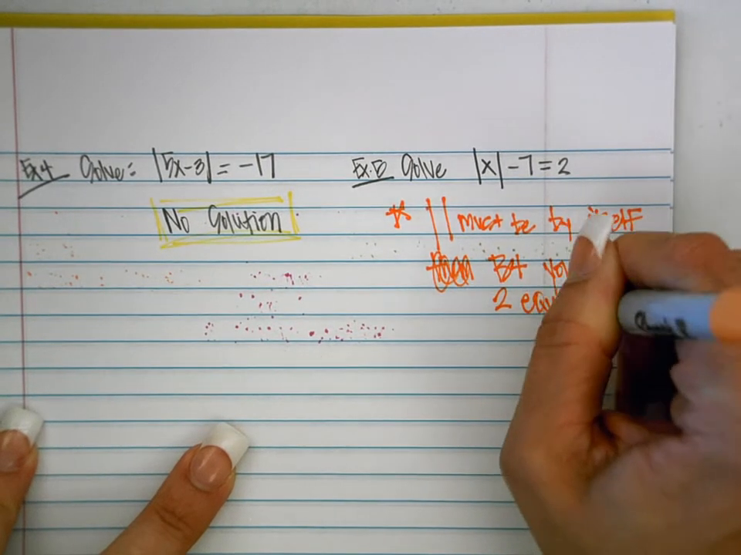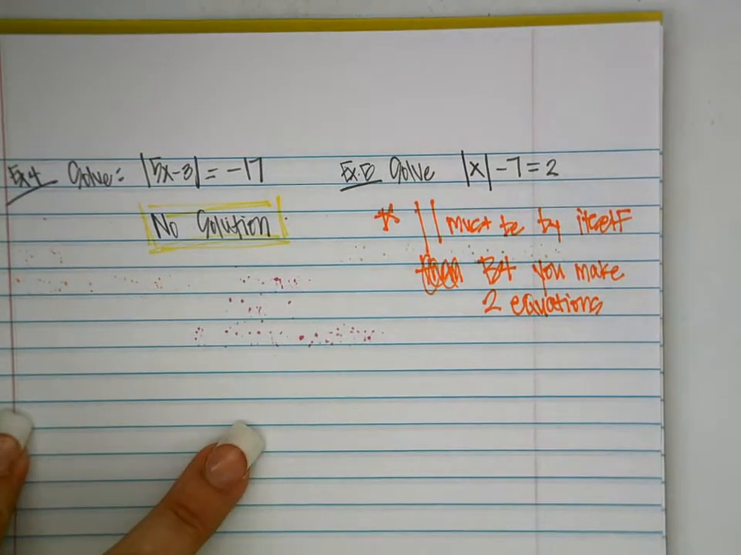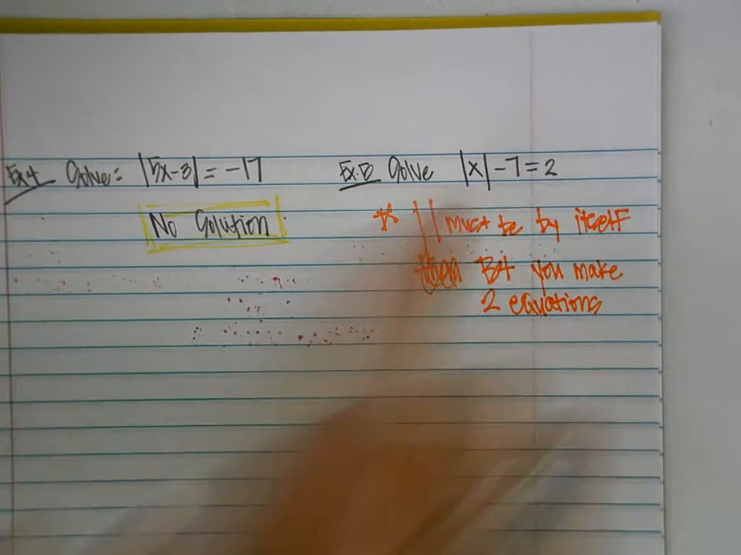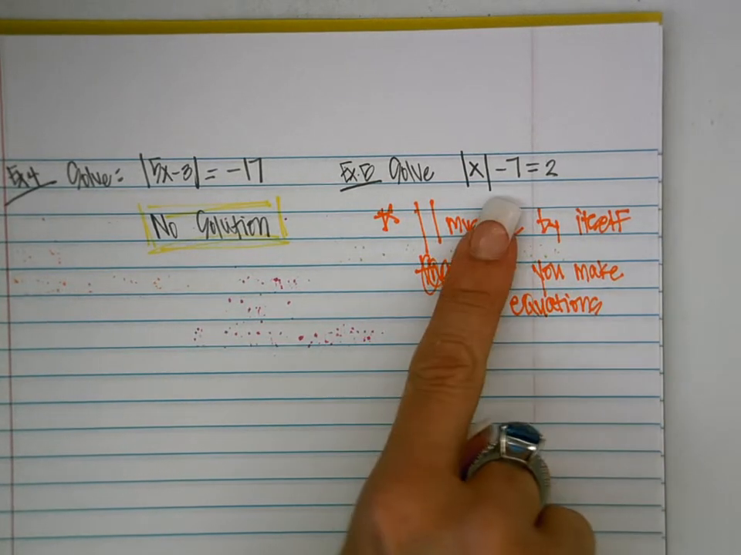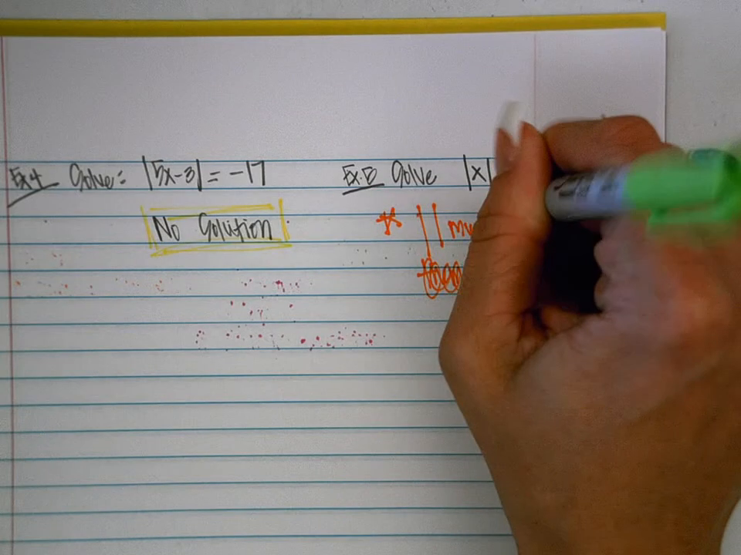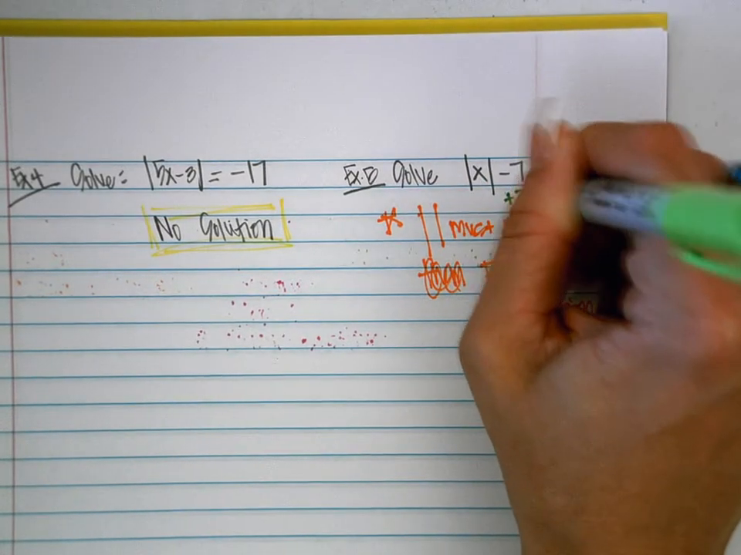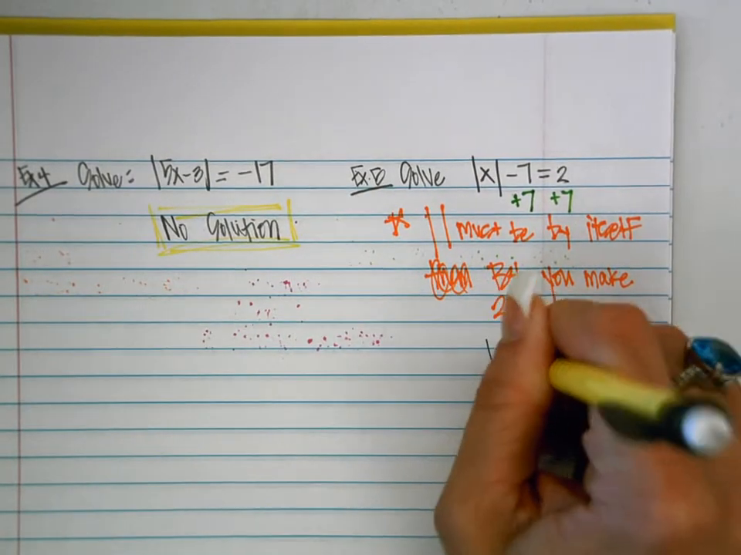So what that basically means is before you can make 2 equations and drop the bars, the only thing on that side of the equation can be the absolute value bars. You have to get the absolute value bars all by themselves first. So Ben was right. First thing you want to do here is move the 7. So we're going to add the 7, using the inverse operation. That'll give you absolute value of x equals 9.